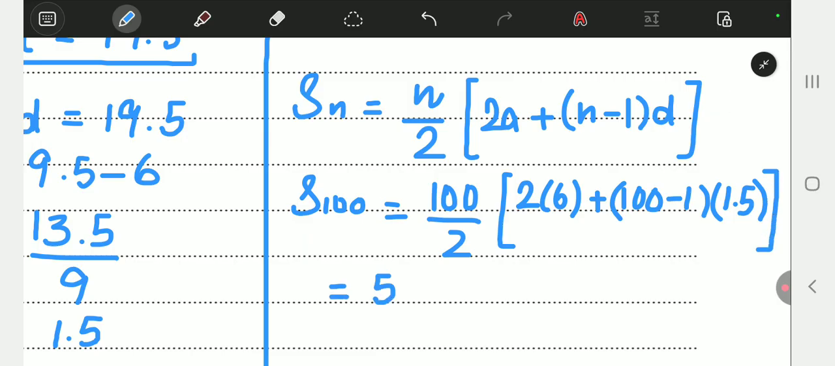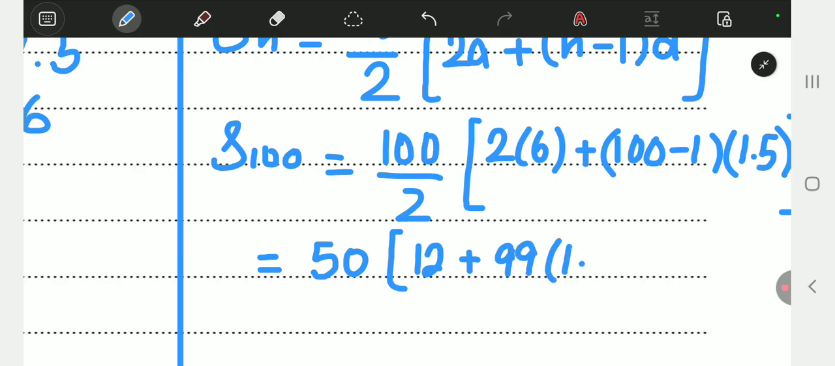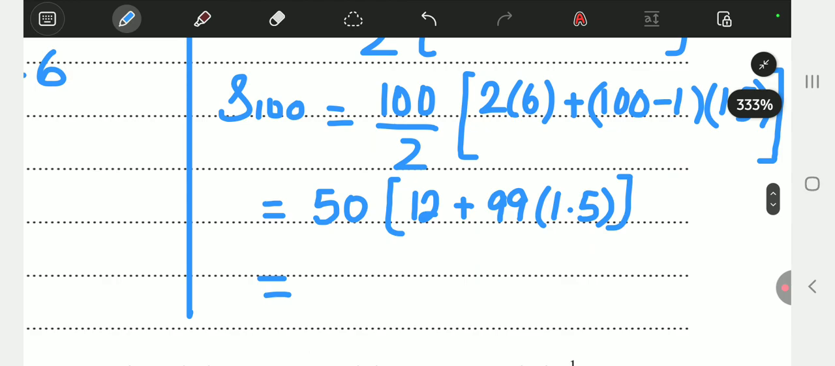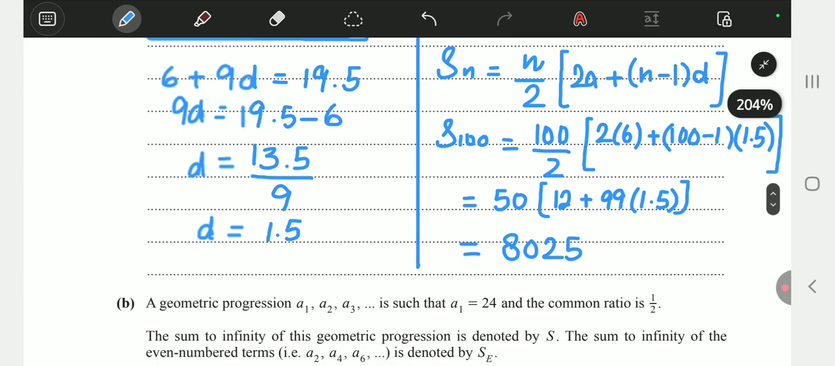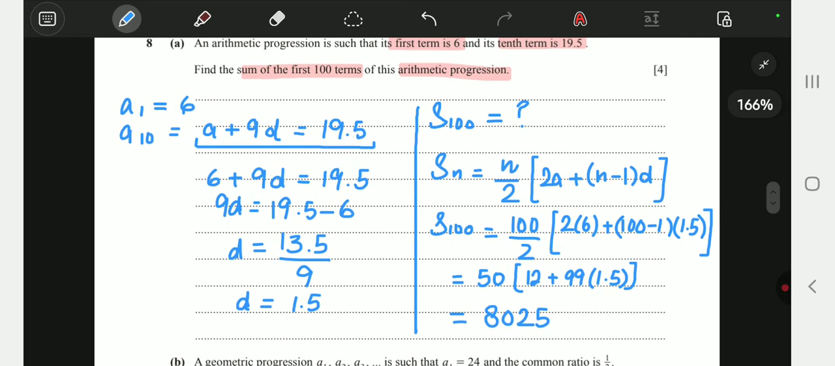So 50 times, 2 times 6 is 12 plus 99 times 1.5. Okay, after calculating this, what will we get? 8025. Okay, or you can check this calculation. The process is correct. Okay, that's it.